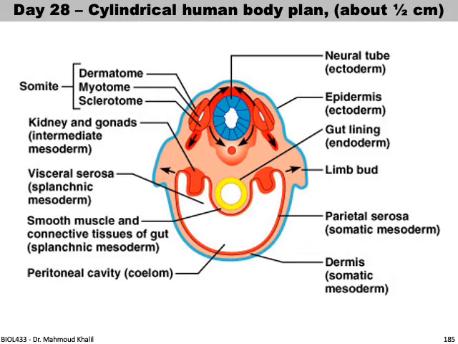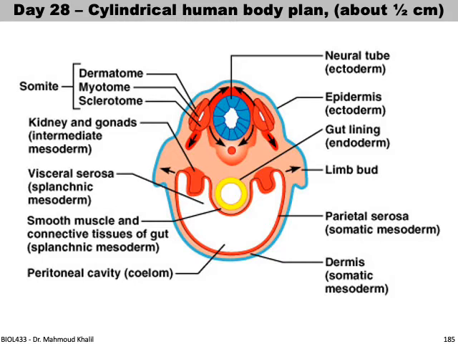In day 28, the body takes the shape of a cylindrical human body plan, and this is about half a centimeter in size. And you can see that the somite, first part of the mesoderm, has been differentiated into three regions, the same as in amphibian and avian development. The somite is differentiated into dermatome, myotome, and sclerotome.